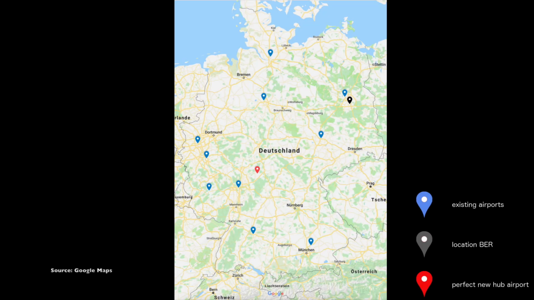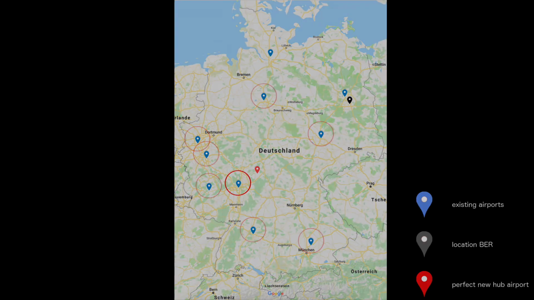So let's change to cargo and start with the top 10 cargo airports in Germany. As the map shows, the optimized spot for a new cargo hub airport would be located 25 kilometers southwest of Fulda. BER is located more than 350 kilometers away, and nearly every big German cargo airport is closer. First of all, Frankfurt, by far the biggest German cargo airport, which is located not even 75 kilometers away.